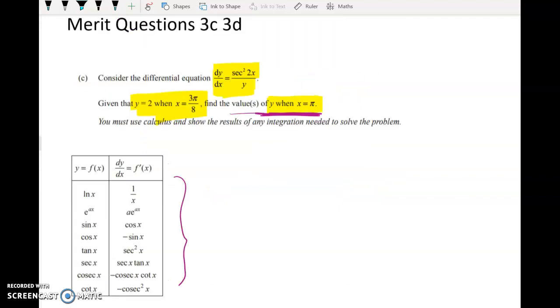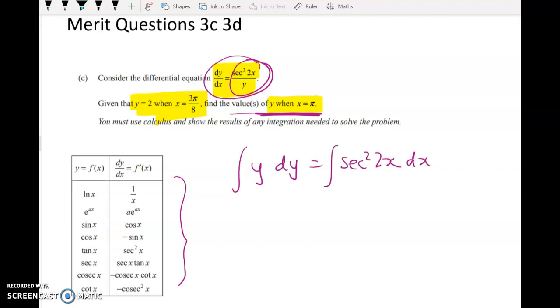Okay, so let's first of all look at this trig one. We need to start any DE problem by checking that we've got our variables separated, and we don't. We've got x and y all mixed up here. So separating those, we get y dy is equal to sec squared 2x dx, and we're going to integrate both sides. So on the left-hand side, I'll get a half of y squared, and on the right-hand side, I'm integrating sec squared, so that has come from the tan function.